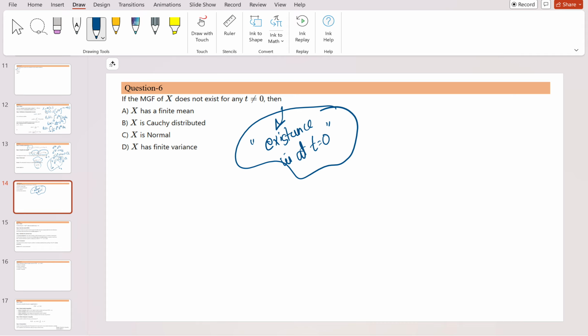Okay, let me give the solution for this. The question is telling us that the MGF of x does not exist for any t not equal to 0. It is asking whether x has a finite mean, or x is a Cauchy distributed function, or x is a normally distributed function, or x has a finite variance.